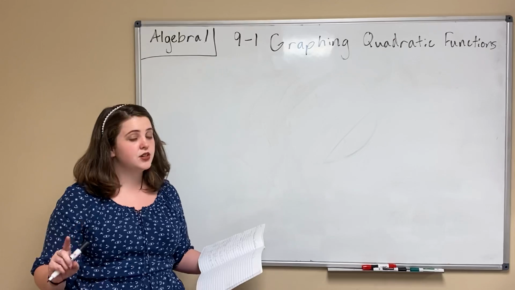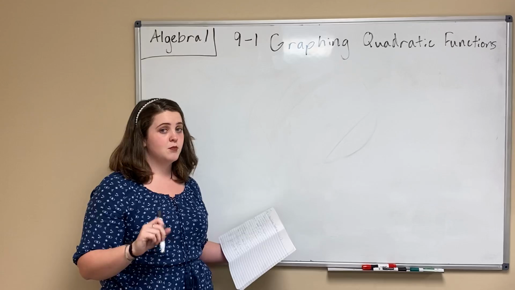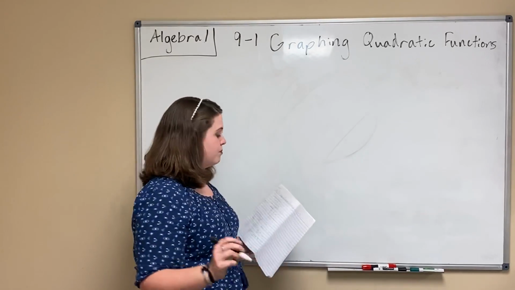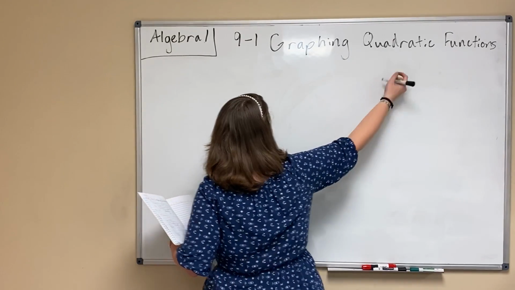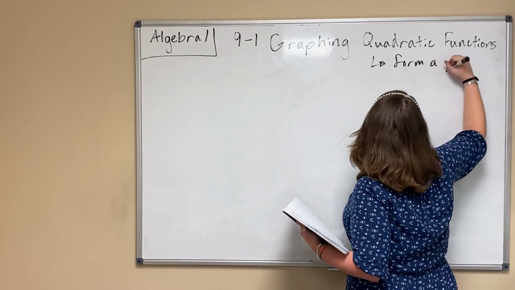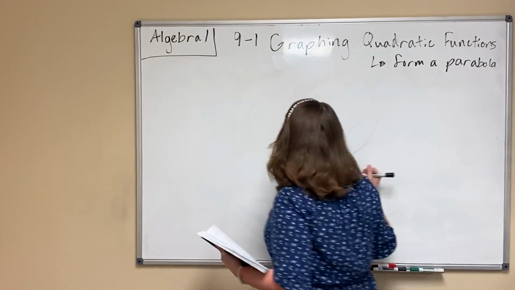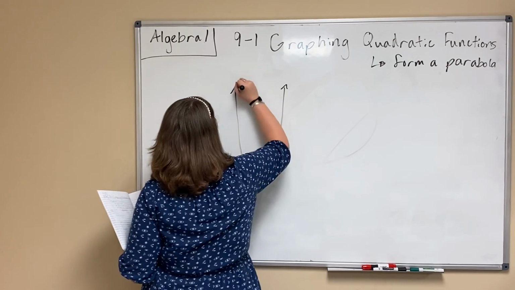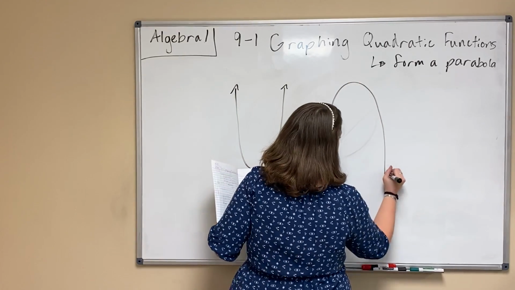Now it still is a function, so it still must pass our vertical line test on our graph. But it is not linear. Instead, they're what we call parabolic functions. In other words, quadratic functions form a parabola. And a parabola looks like this. It either curves down like this or like this.